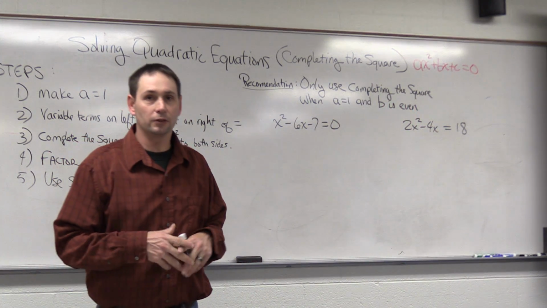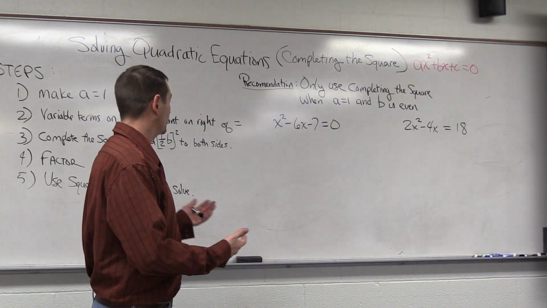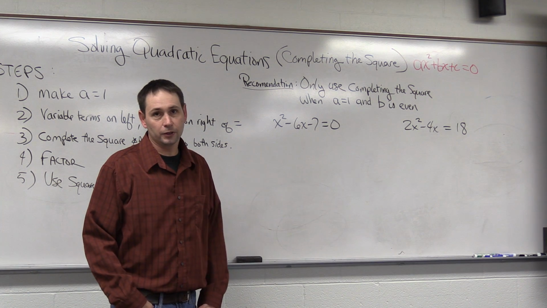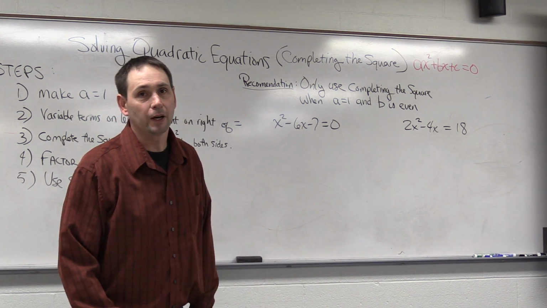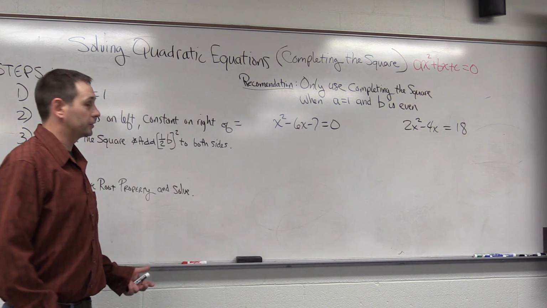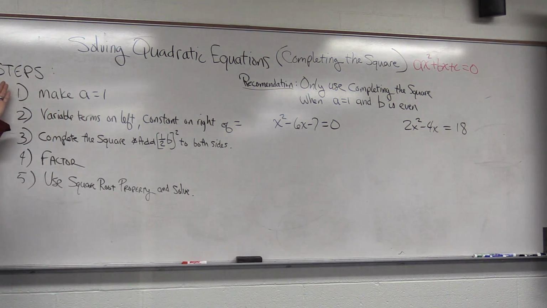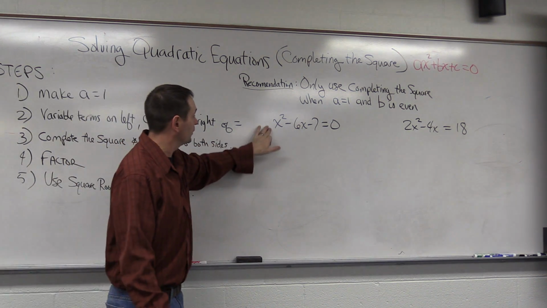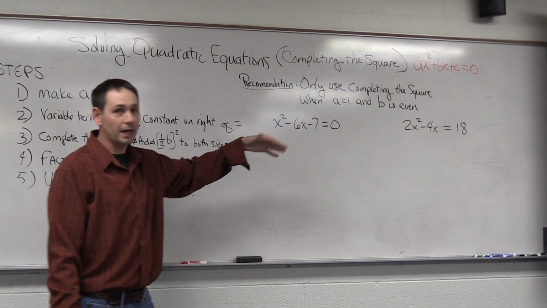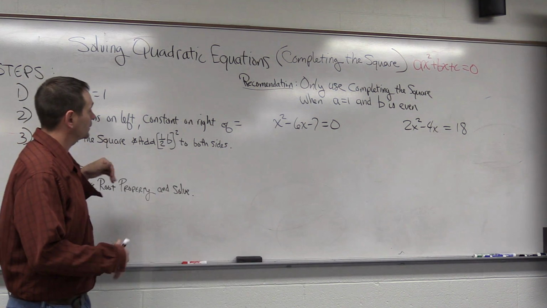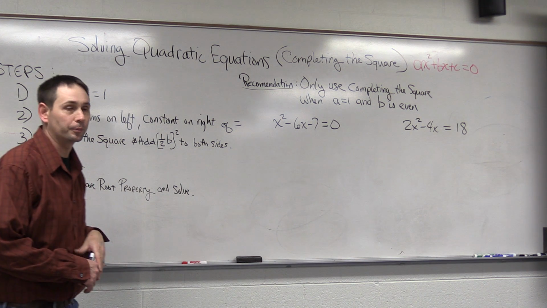Now, most things do not factor, so factoring is not going to solve a lot of the problems that we look at. So one method that can be used is called completing the square. The steps for completing the square are: make a equal 1, so you need the leading coefficient to be 1. If it's not, you're going to make it 1. Variable terms go on the left, constants on the right, and then you complete the square.